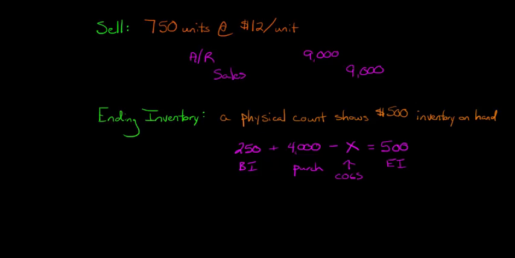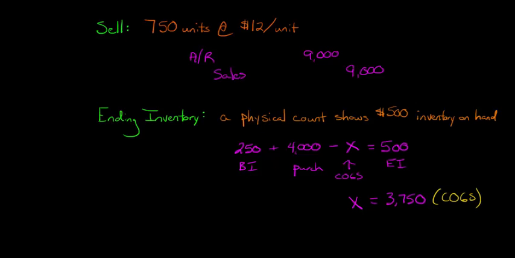If we solve for X, we're going to have X equal to 3,750. If you don't know how to do that, you just add X to this side over here and then subtract 500 from the other side. In any case, that gives us 3,750. So that is our cost of goods sold. I'll just put this in parentheses to emphasize that.